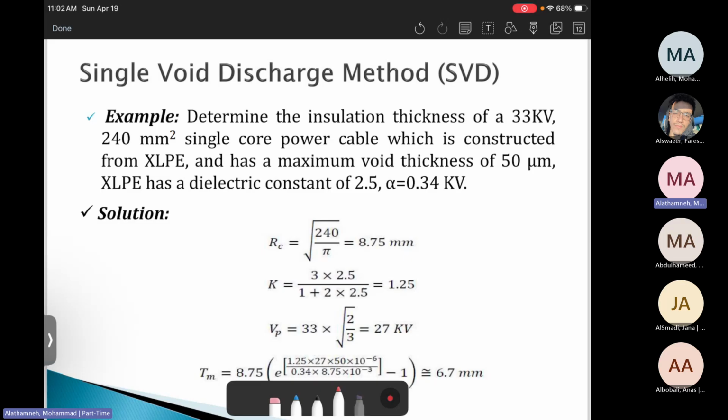Now let's take an example about the SVD method. We need to calculate the insulation thickness for a 33 kilovolt, 240 millimeter square single core power cable, which is constructed from XLPE and has a maximum void thickness of 50 micrometers. The XLPE has a dielectric constant of 2.5, and alpha equals 0.34 kilovolts.